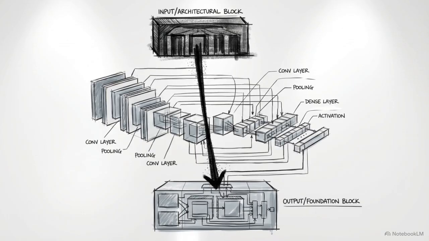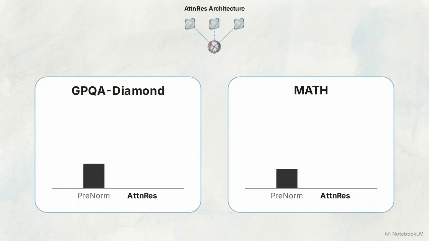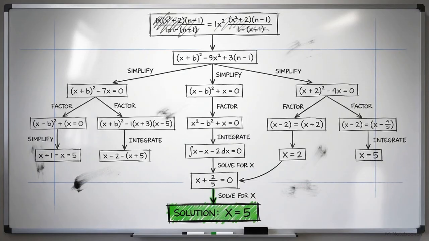Because later layers can accurately retrieve specific earlier representations, the model demonstrates outsized gains in complex compositional logic and multi-step reasoning. In downstream benchmark testing, the modified model recorded a 7.5-point jump on GPQA Diamond and a 3.6-point gain on math, proving that the structural changes to the residual stream directly improve reasoning performance.